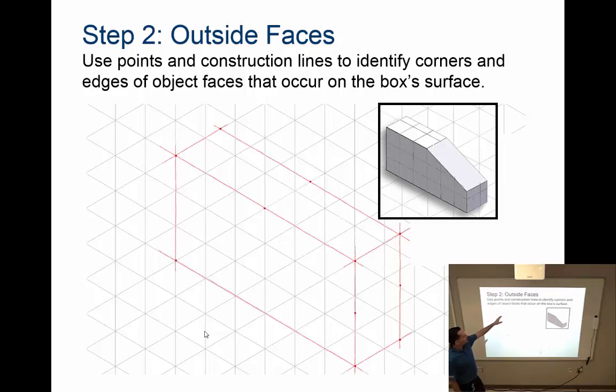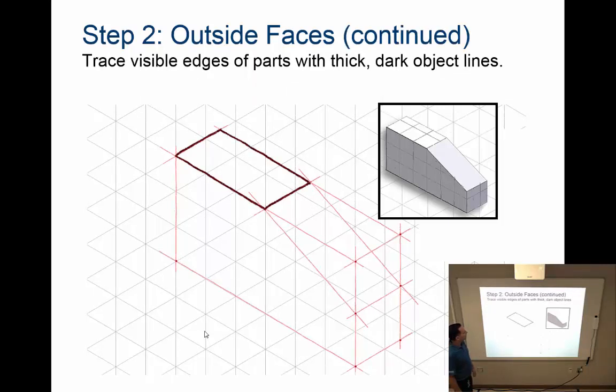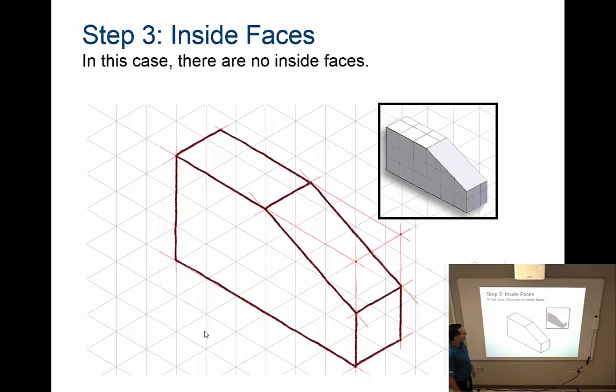Again, I'm going to use points and construction lines to identify corners and edges of the object faces that occur on the box surface. So again, if I count 1, 2, 3 on the top, 1, 2, 3 on the top, I'm going to use construction lines, very light lines, to draw where those are going to be. Then I'm going to darken those in with object lines. And in this case, there are no interior faces that haven't been drawn, so I'm done. There's nothing on the inside that I have to worry about.